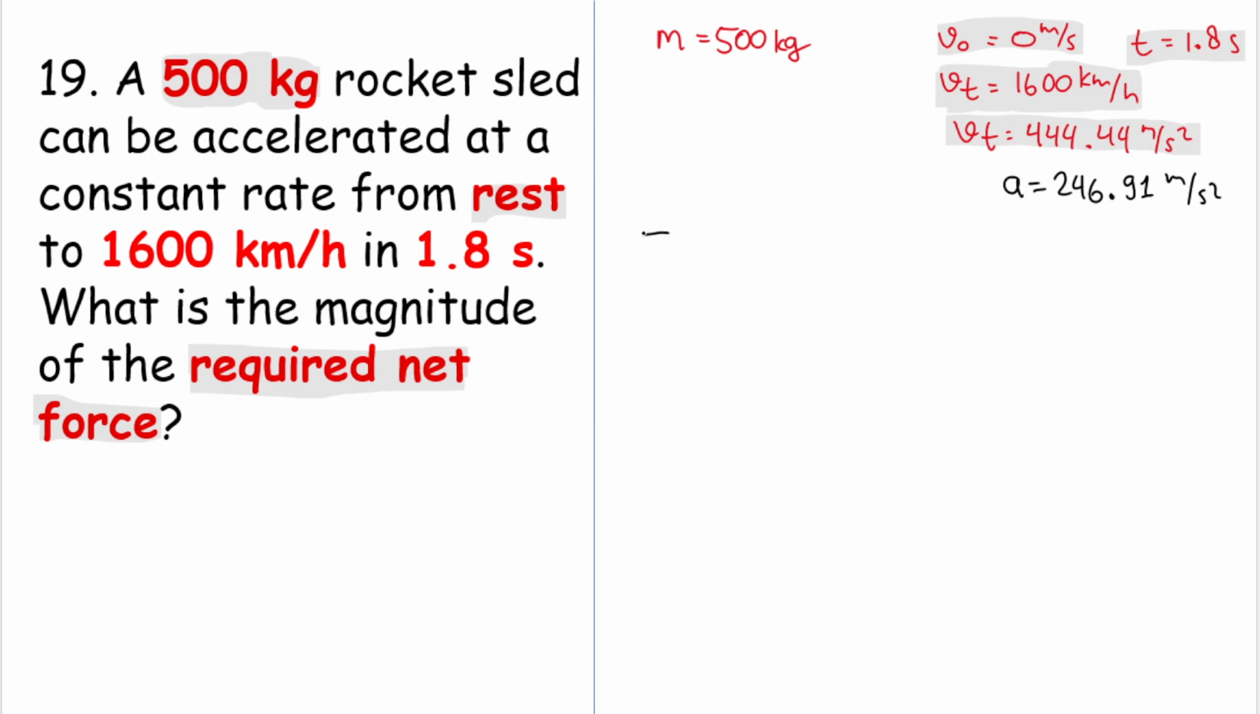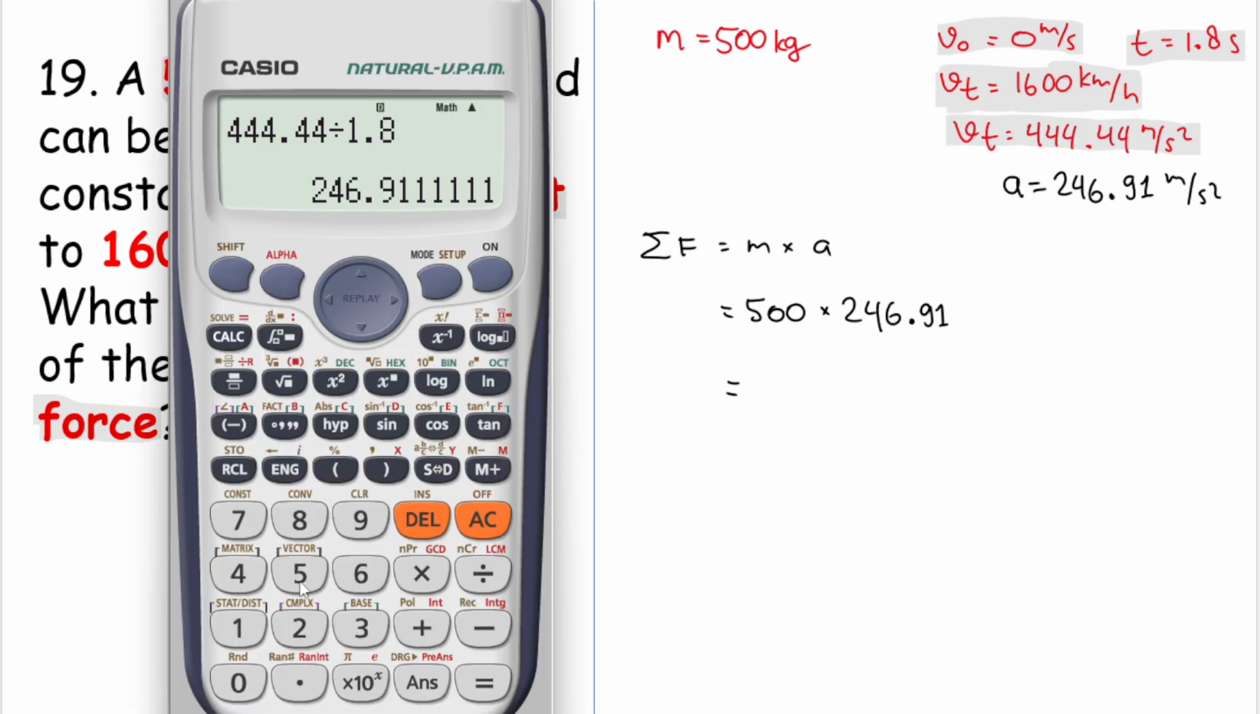So we will have sigma F here is equal to the mass times acceleration, right? And I think we can just plug that in. What is the mass? 500 kilogram. And then what is the acceleration? I will have 246.91. Okay, and then we can get that by calculator, right? 500 multiplied by 246.91.